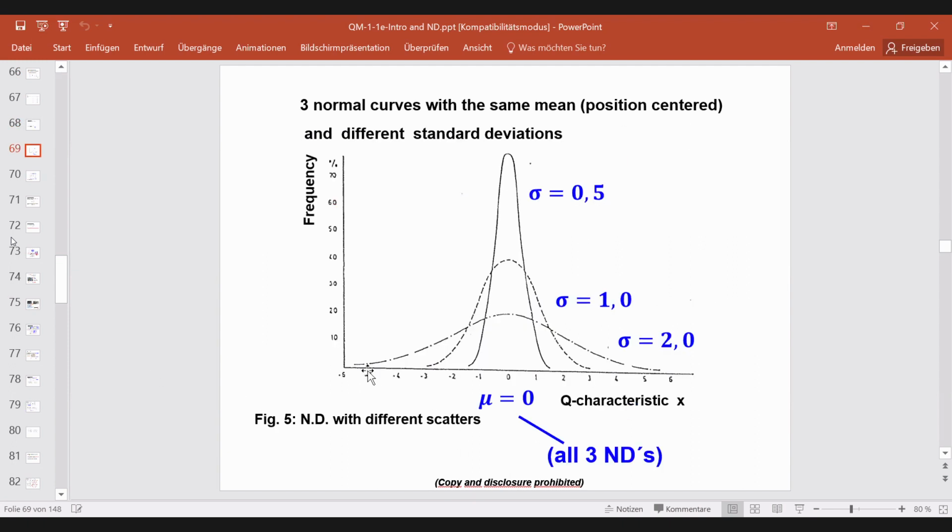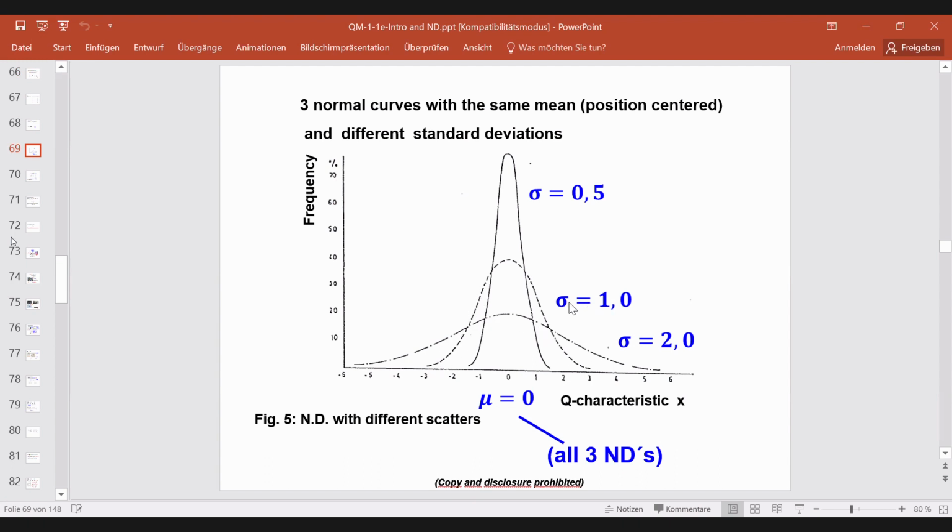In this sheet, you see 3 normal curves, 3 bell curves. All 3 have the same mean value. So mu is the same for all the curves, but the sigma value, the standard deviation, is different. Here you have a small standard deviation. This means low variation, a very high precision of the production.